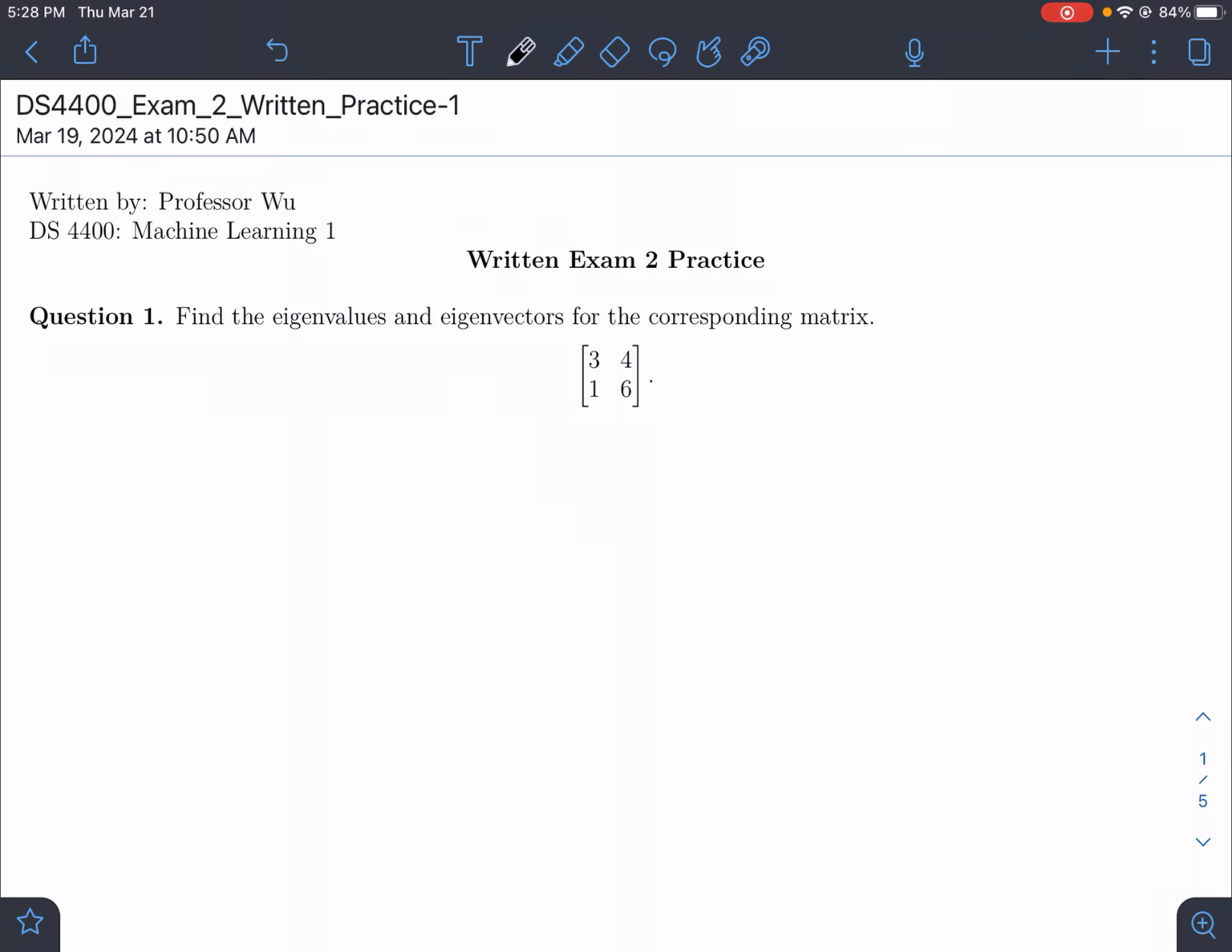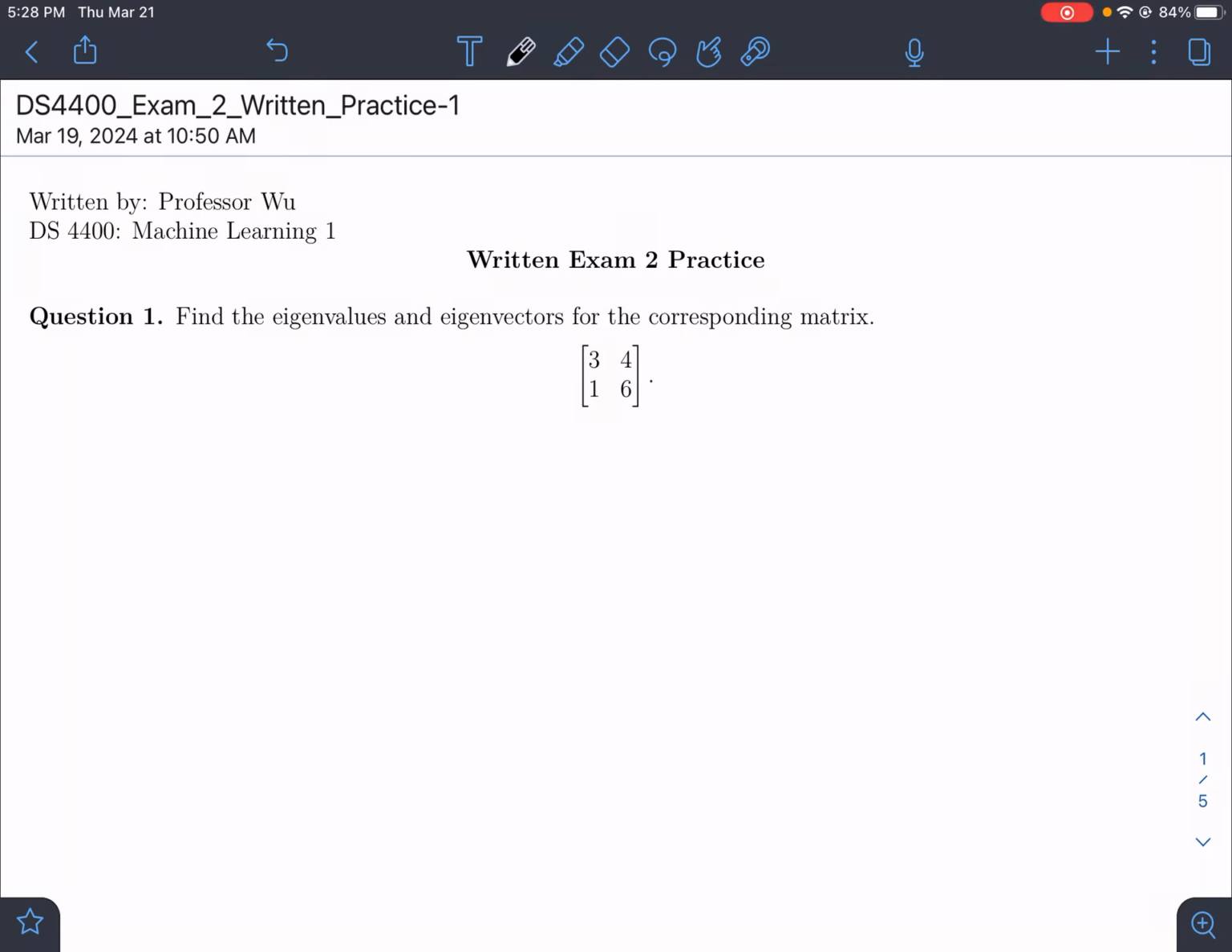Okay, so let's get started. Question 1 asks, find the eigenvalues and eigenvectors for the corresponding matrix. Now, this is a 2x2 matrix. The time that it should take to do this problem is going to be very short. However, I am going to explain Laplacian expansion and how that would work for a 3x3 matrix, so bear with me if this video is actually a little bit long.